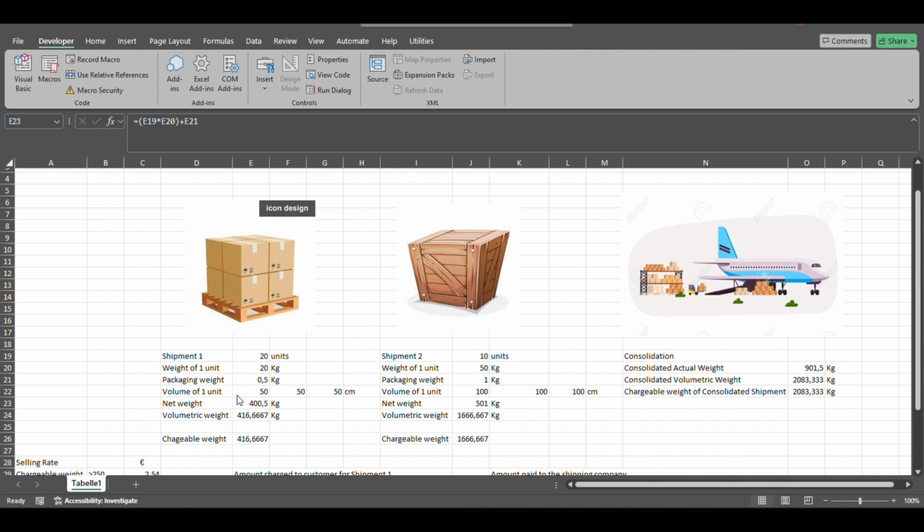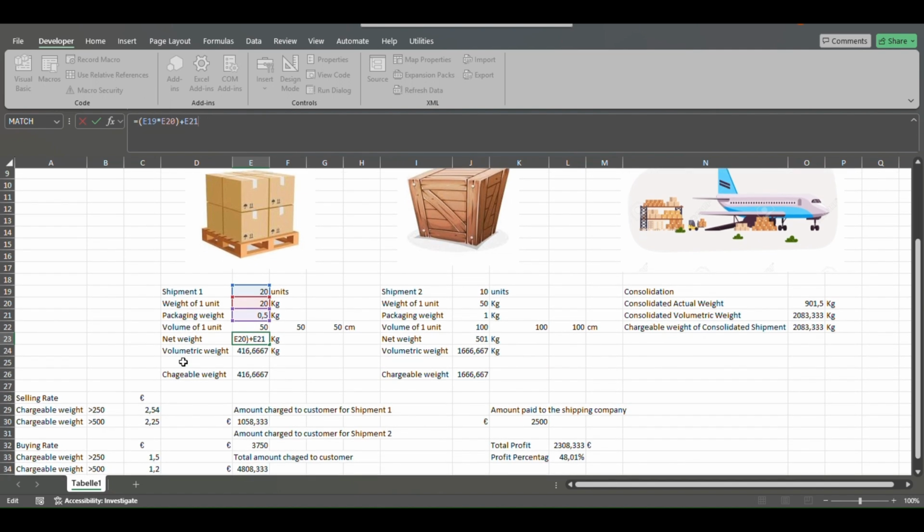125,000 cubic centimeter. So the net weight is nothing but the weight of the entire shipment, that is the total number of commodities in the shipment multiplied by the weight of each commodity or each unit. As you can see here, we have 400.5 kilograms as the net weight, which is the weight of one commodity times the total number of commodities plus the packaging material weight. So this gives me the net weight.